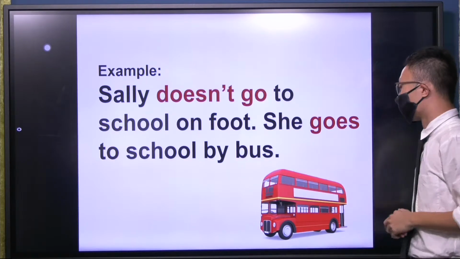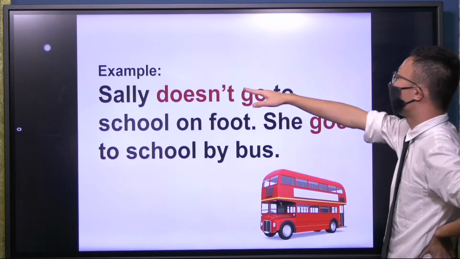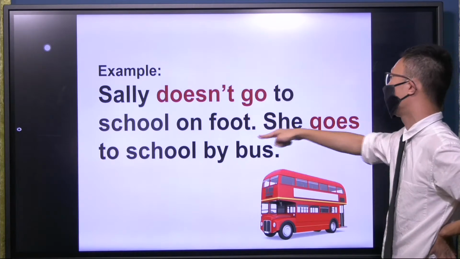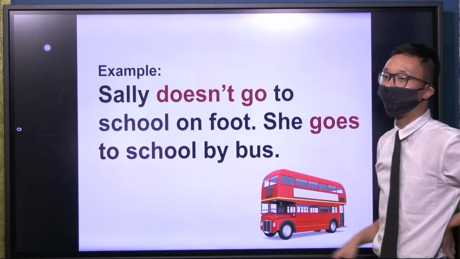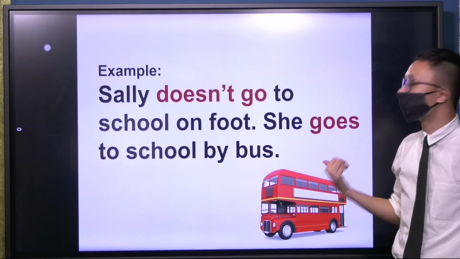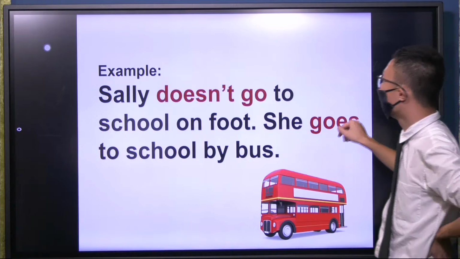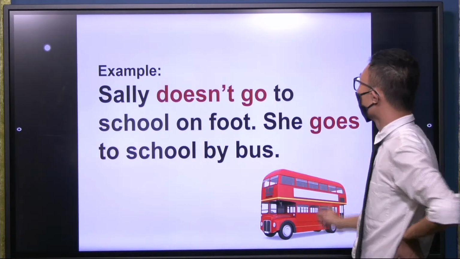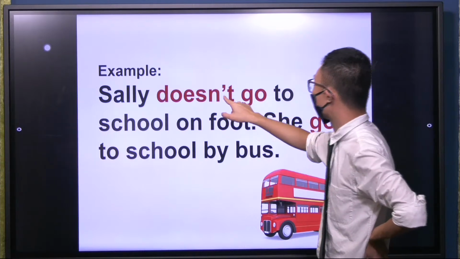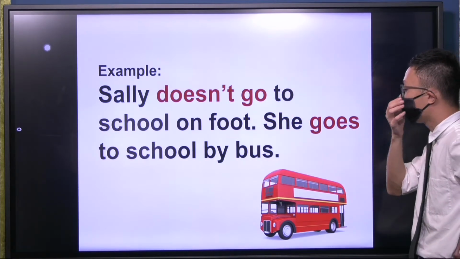Okay, so this is an example of a negative statement. Sally doesn't go to school on foot. On foot means you walk to school. You don't have to take any public transport. No bus, no MTR, just walk. She goes to school by bus. So she takes the bus. And this is a negative statement, and you see that negative statement.